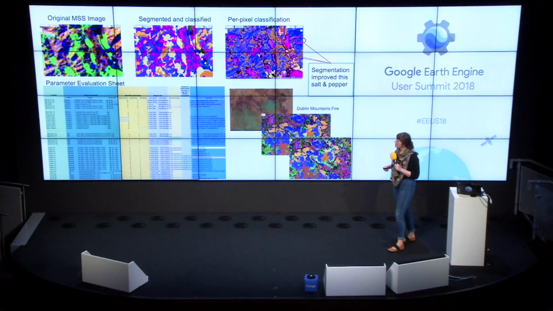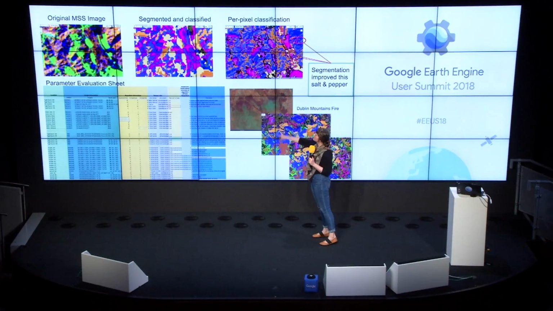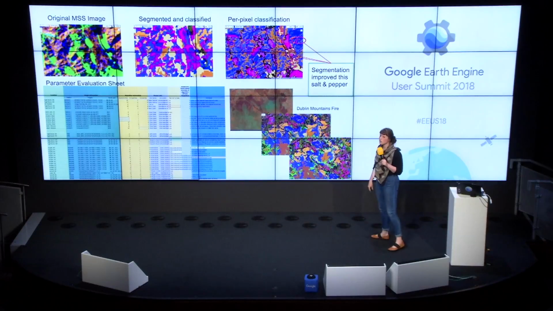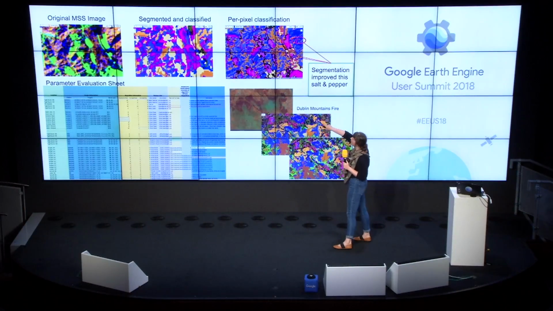And so when you start looking at it, this is an example MSS image. This is segmented and classified using just an unsupervised classification. And we compared it with the per pixel classification. It's pretty qualitative, but we're taking it that the users, in this case, are the experts, so we want their feedback. We can see in this case that segmentation improved at least the salt and pepper that this user was trying to get rid of.